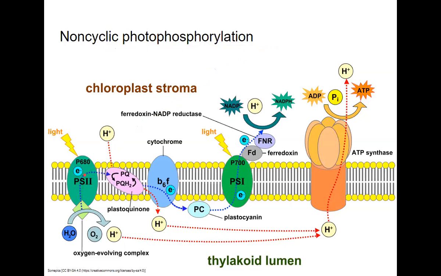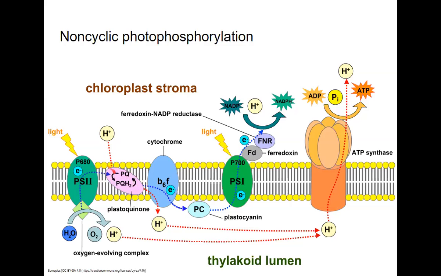So we have our electron that's boosted. It's passed from photosystem 2 to plastoquinone to cytochrome B6F to plastocyanin to photosystem 1 to ferredoxin NADP reductase, and finally to our electron acceptor NADPH. That is a line. It's non-cyclic, it's linear. When it's being passed from plastoquinone to cytochrome B6F, they're going to be slightly negatively charged because of that electron.